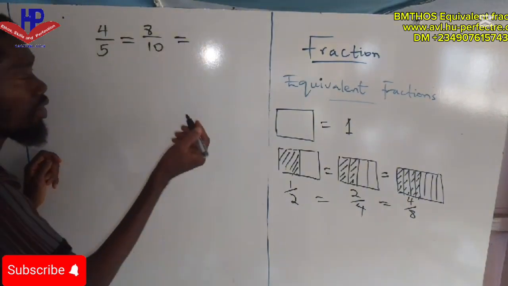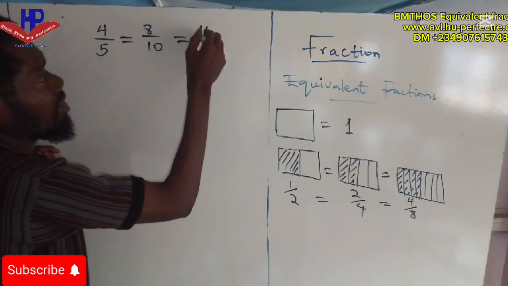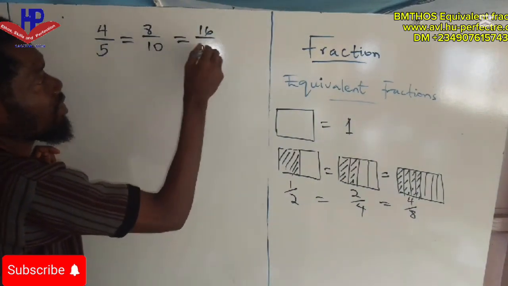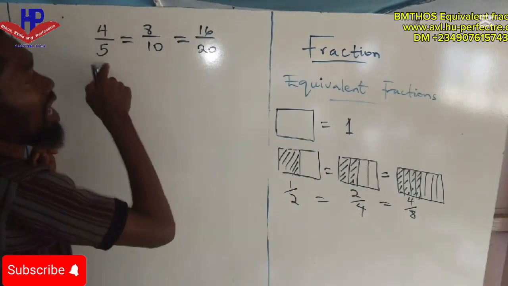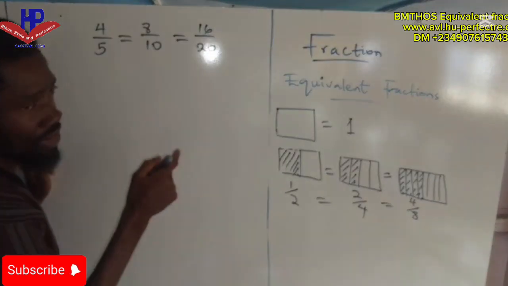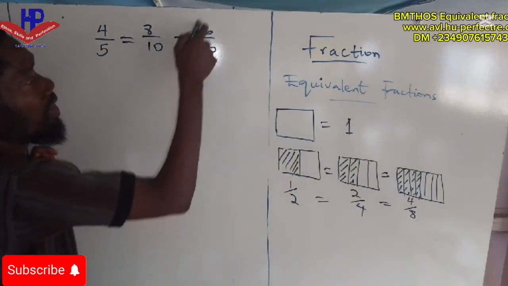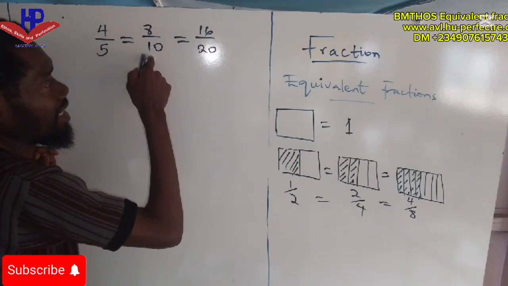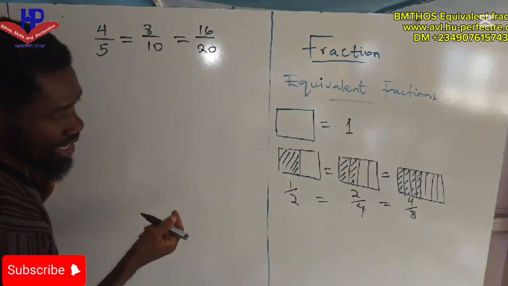You can create more if you want to. Multiply 8 by 2, you get 16. Multiply 10 by 2, you get 20. 16 over 20 is the same as 4 over 5 if it is reduced. So these are all equivalent fractions. 8 over 10 is equivalent to 4 over 5. 16 over 20 is equivalent to 8 over 10 and also equivalent to 4 over 5. They are called equivalent fractions.